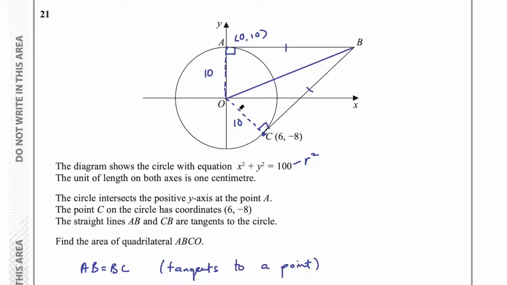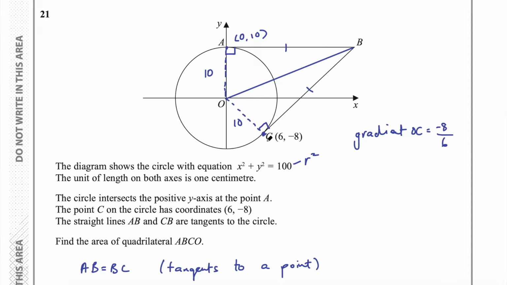So you can look at this line OC and you can find the slope of that because you have point C and point O is just 0, 0. So we can find the gradient of OC. So that's going to be the rise over the run, which is just, well, the rise is -8, the run is 6. So it's just going to be -8 on 6.